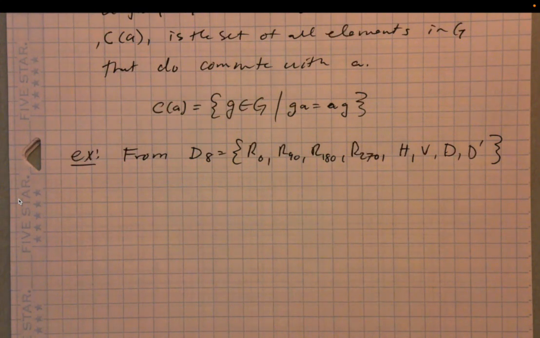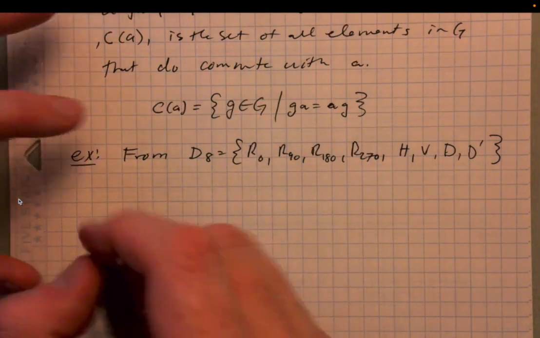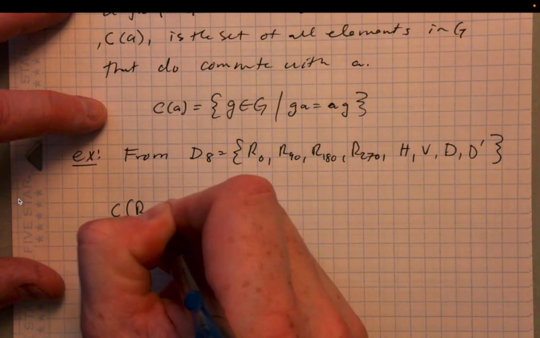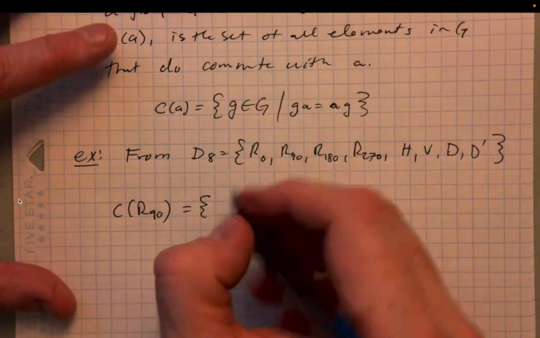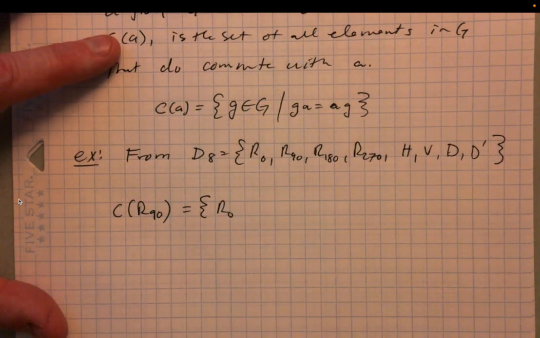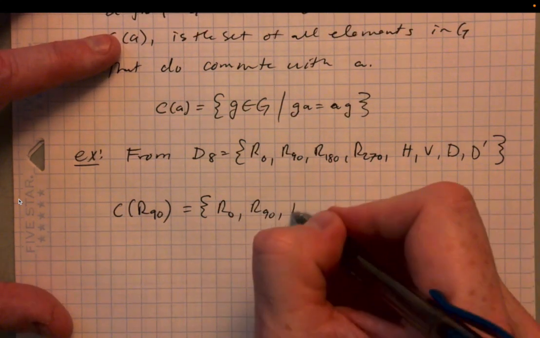Otherwise, you're not going to have any idea what I'm talking about with this one. This is not an abelian group. We saw that not everything commutes. But it has a center and there are centralizers, so let's look at a couple of these. The centralizer of the 90-degree rotation turns out to be equal to R0, which was the identity element, R90 is included, and the other rotations are included as well.